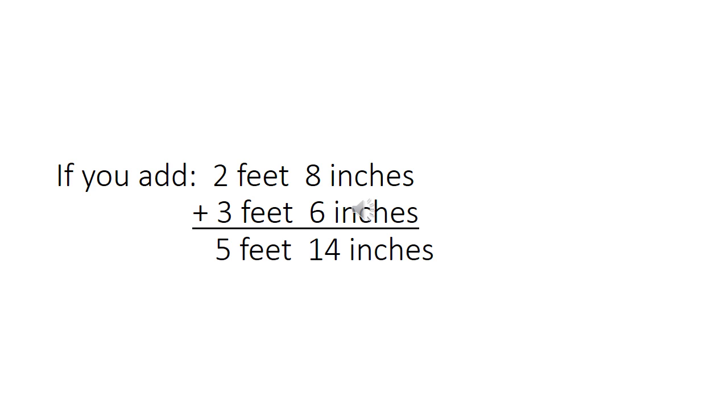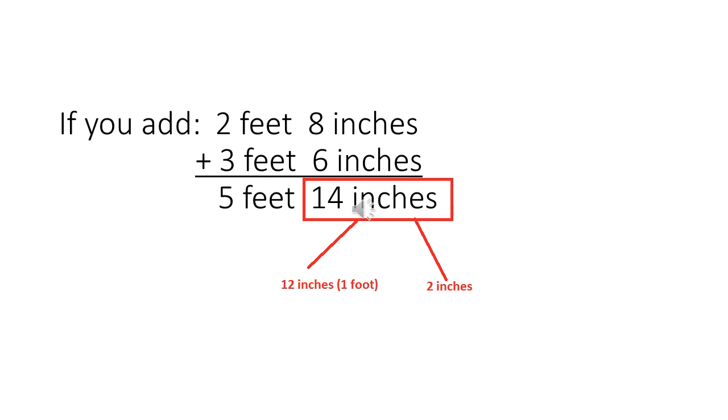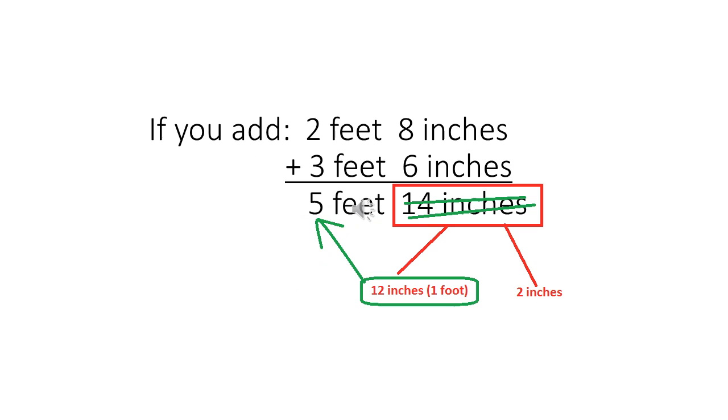This means we need to do some fancy work. We're going to start with the 14 inches and we're going to split it up. We know that 12 inches is 1 foot, so we can take that out, and we have 2 inches left over. So we have 1 foot, 2 inches instead of 14 inches. Now we'll take our 1 foot, the 12 inches, and we'll mix it in with the feet, which leaves us with 2 inches left over.